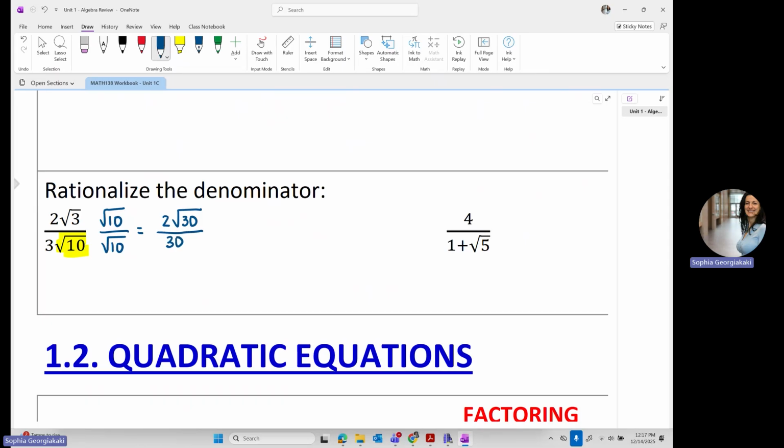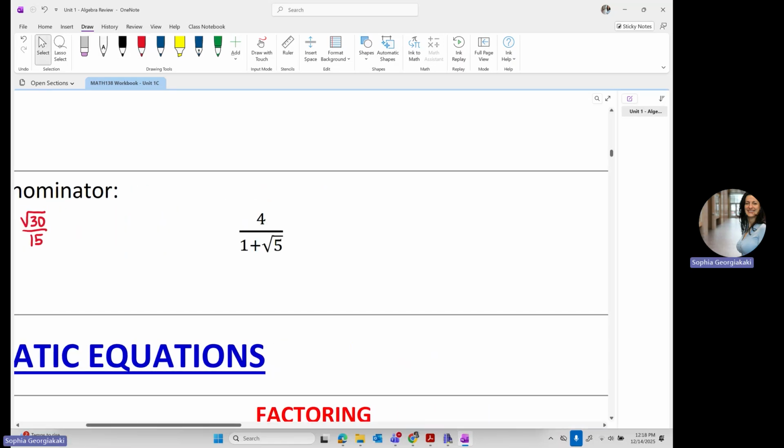And you don't want to be done here because the problem will ask you to simplify completely. And you can simplify now the rational parts. The 2 and the 30 simplify to 1 and 15. So your final answer is square root of 30 divided by 15. For the next one, I want to multiply by the conjugate of the denominator. The conjugate of the denominator is 1 minus the square root of 5.